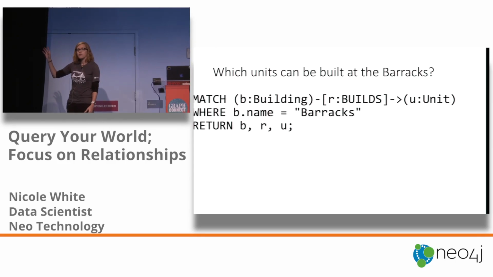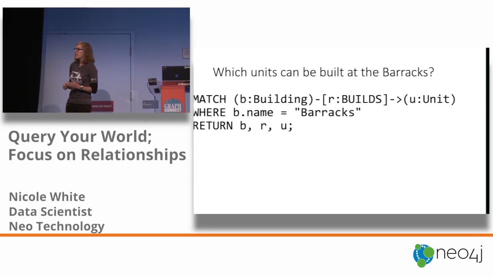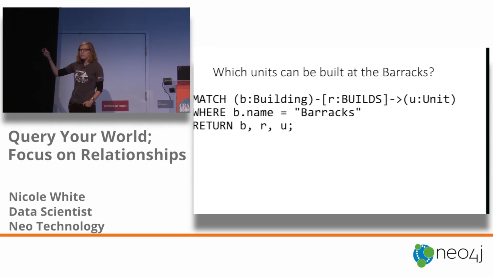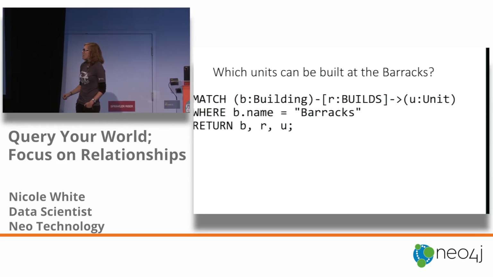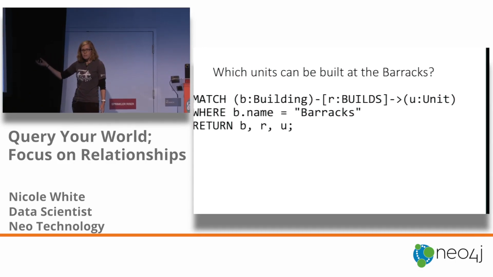So I guess the most important thing is the match clause. This is where you draw out, like I said earlier, the graph pattern that you're interested in retrieving. So remember I said you put nodes in parentheses? Well, here we're saying we want to start at a building labeled node, and we specify that with a colon. So anytime you see a colon something, it's saying I want this type of entity. So here on the left, we're saying we want a building type node, a node with a building label, rather, is probably the correct way to say it, that has an outgoing relationship of type builds to a unit node.